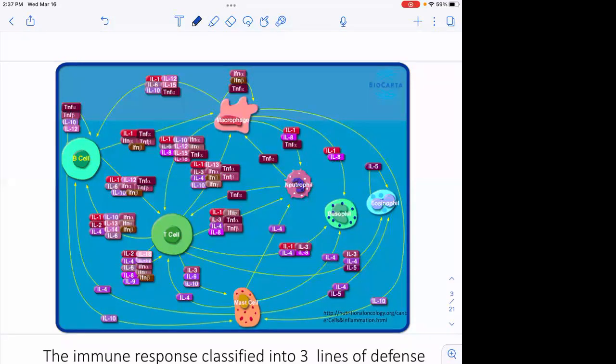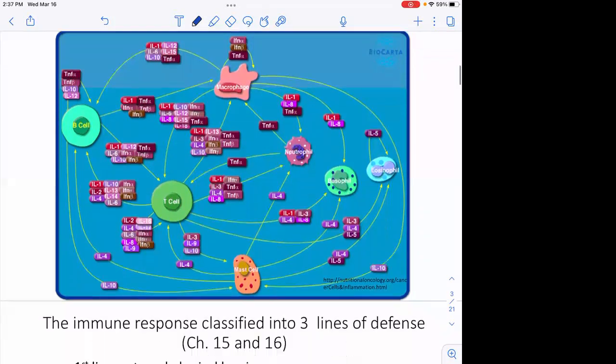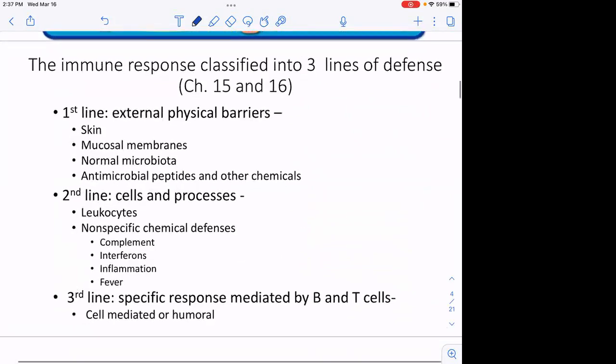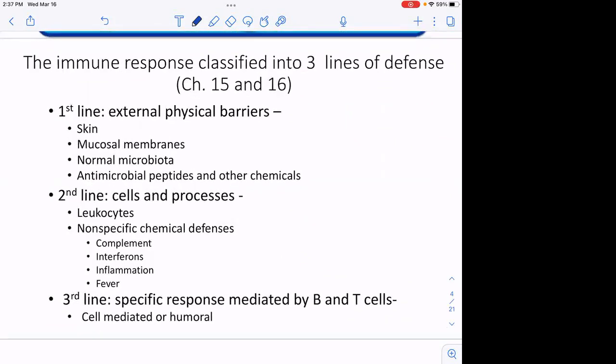All right, so again, it's all sort of interrelated, which makes it complicated to learn about. It's good for us though, because if we have some aspect of our immunity that maybe isn't functioning quite right, something else may be able to take over and share some of that. Okay, so the way we're going to approach this, just a little overview, we're going to try to split it up into 3 lines of defense.